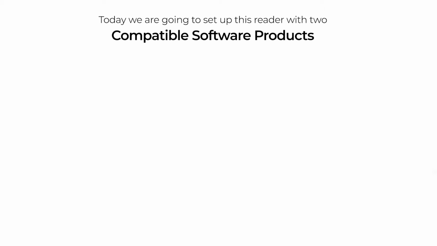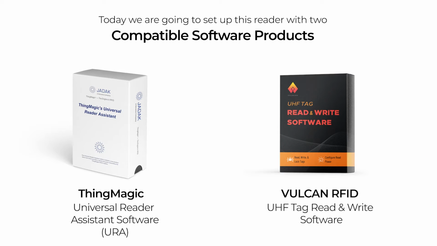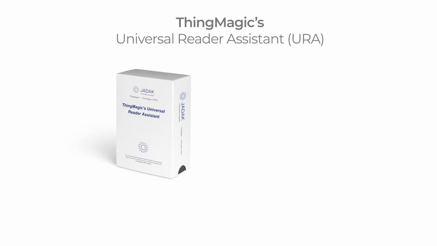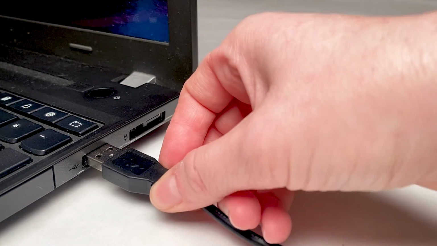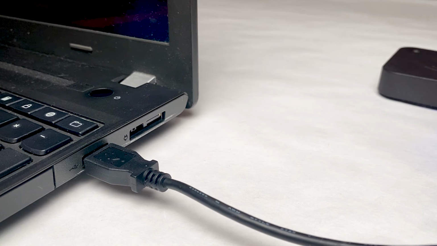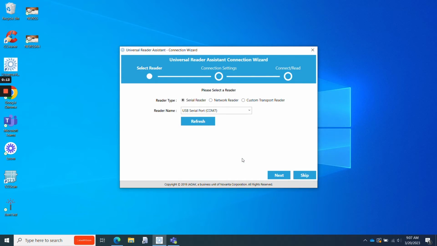Today, I'll walk through setting up this USB reader with both the ThingMagic URA and Vulcan RFID's read and write software. First, I'll set it up with ThingMagic's URA software. Connect your Iron USB reader to your computer via the included USB to micro USB cable. After you launch the URA software, ensure that the serial reader option is selected and click refresh if you do not see USB serial port and the COM port next to the reader name. After you hit refresh, your USB reader should populate.